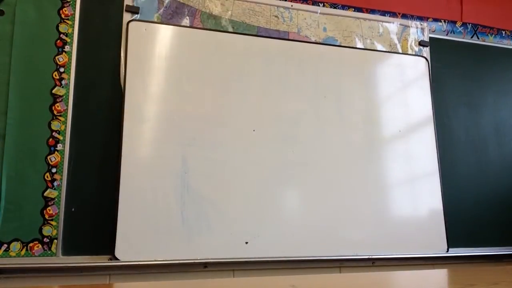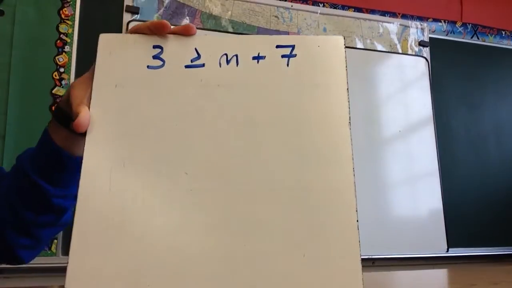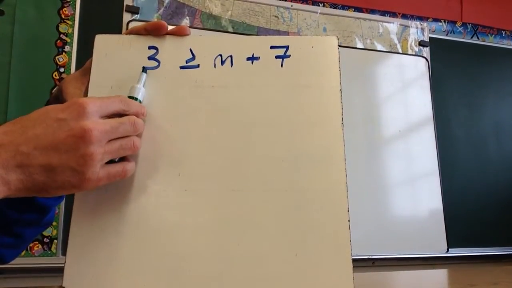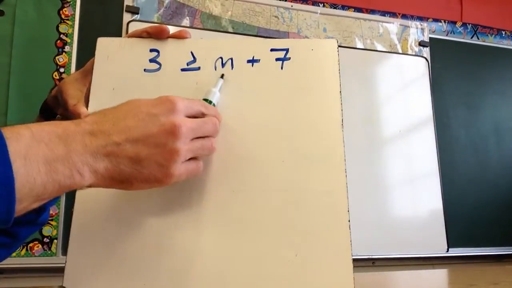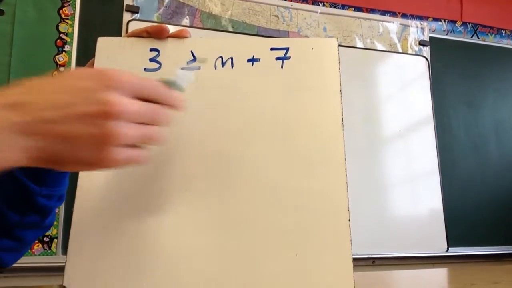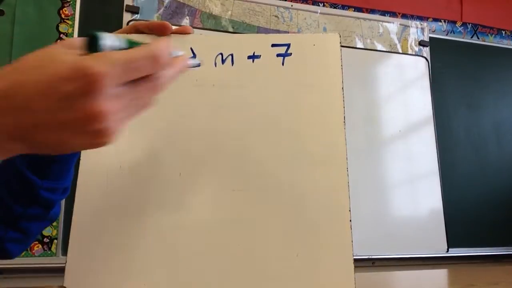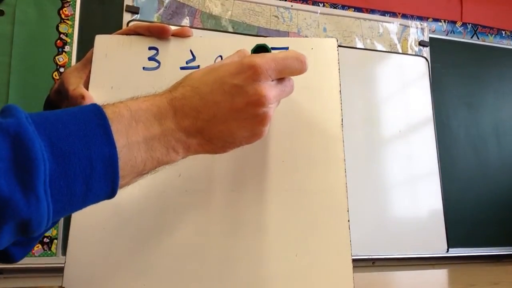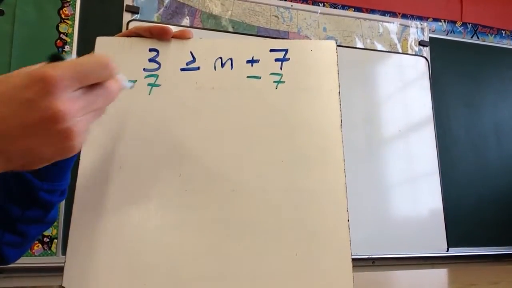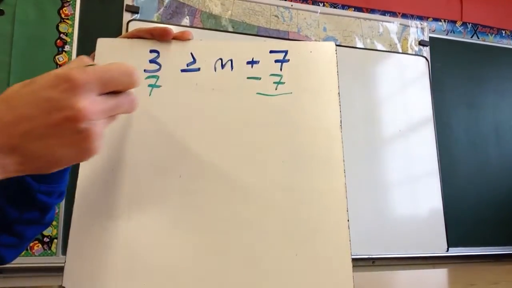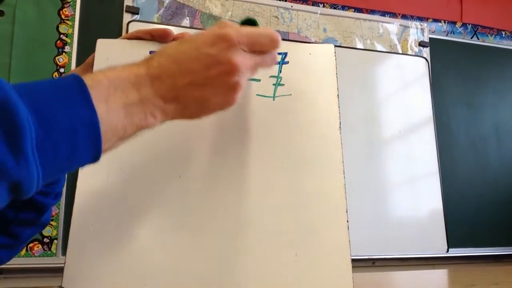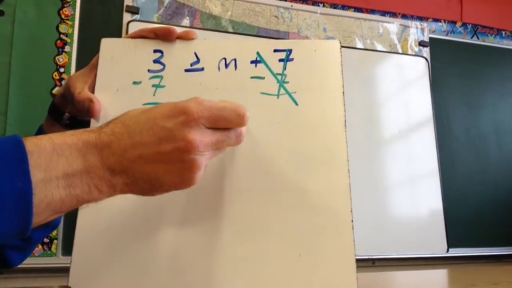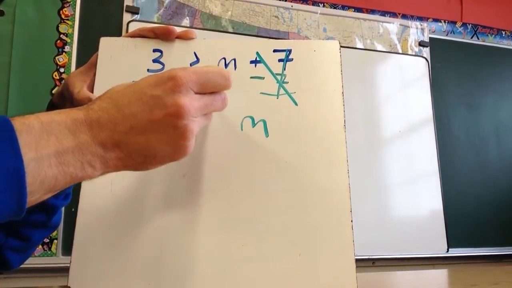All right, now let's talk about another scenario that might pop up. So if you think about now, I've got this number, which is 3, is greater than or equal to this number, which is something we're calling m, and then adding 7 to that. So again, I want to get the m by itself, so I'm going to subtract 7 from both sides. Okay, because I'm doing the opposite of 7, and I want to isolate this m. 7 minus 7 is 0. So I've got this m now. This sign is coming down.